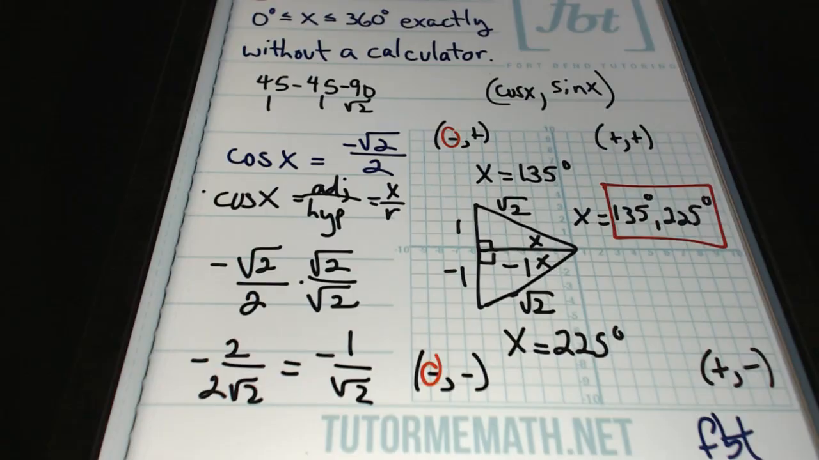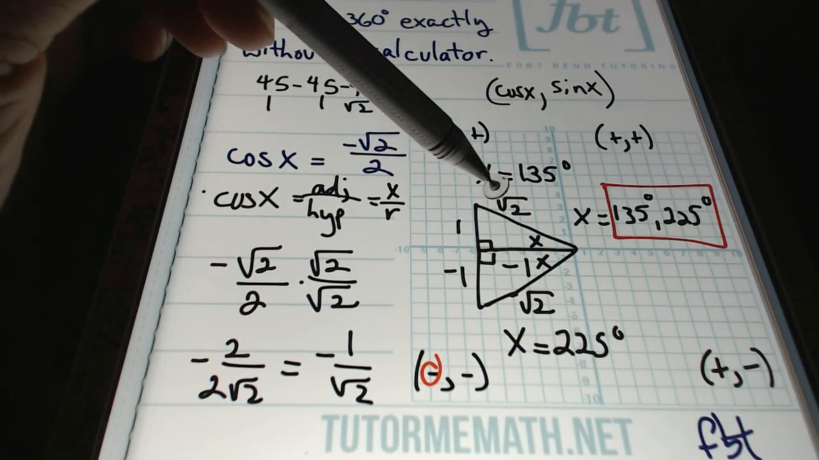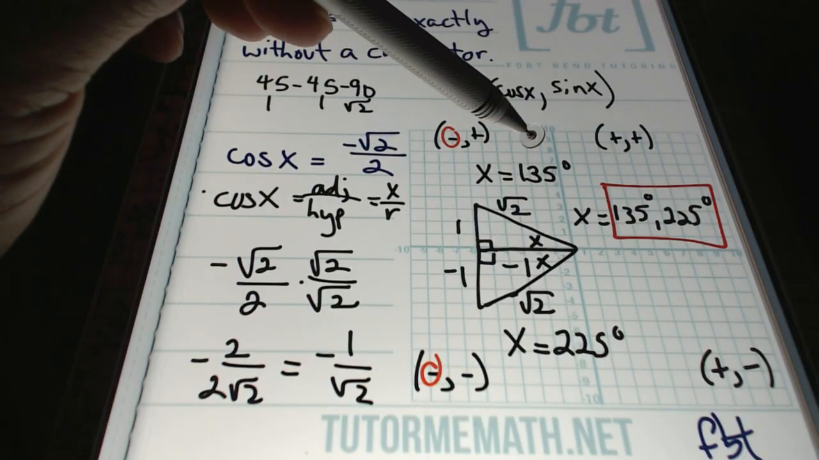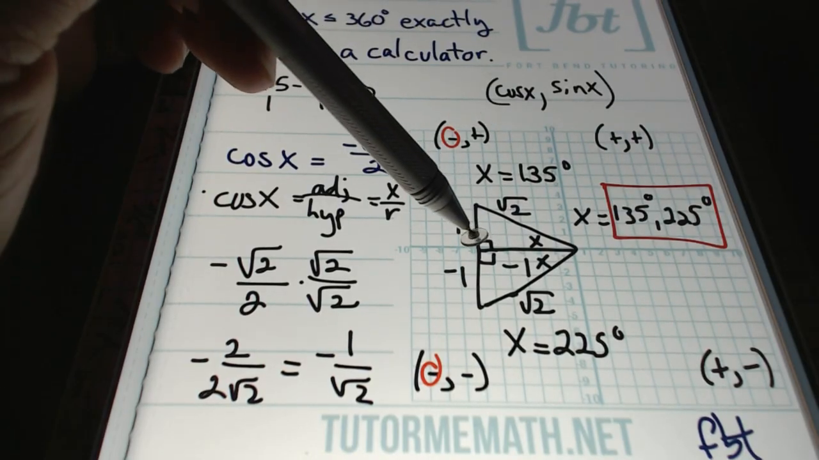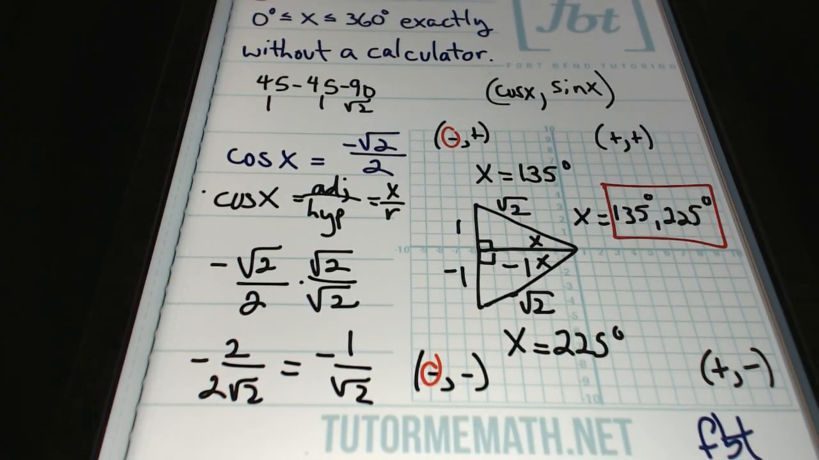Done and done. So it would have been correctly, Obina, it would have been 180 minus 45 to get the 135 degrees here. And it would be 180 plus 45 degrees to get you to 225. That's what you're looking at.